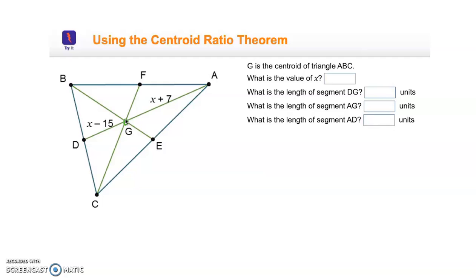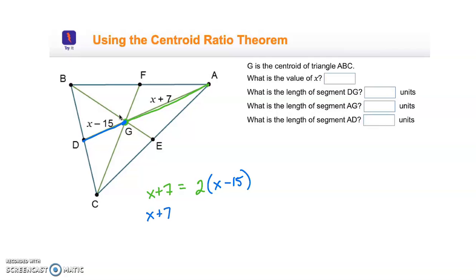So if G is the centroid, then what is the value of x? Well, we know from the vertex to the centroid, x plus 7 is equal to 2 times the distance from G to D. So that's 2 times x minus 15. So the vertex to the centroid is the longer one, twice as long as the other. And then we're just going to solve for x.